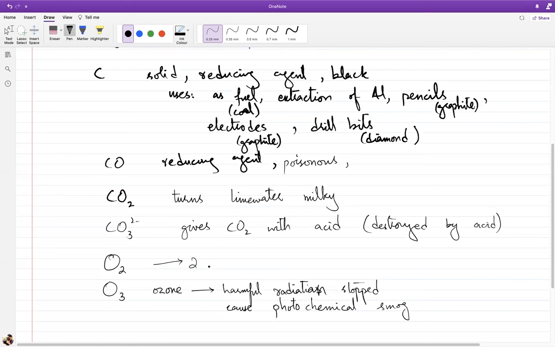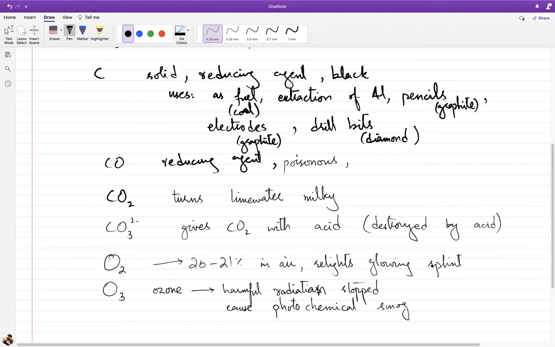Oxygen is 20 to 21% in the air. It relights a glowing splint. That is its test. If you have a glowing splint and you bring oxygen closer, it will start to burn. So the flame will be rekindled.